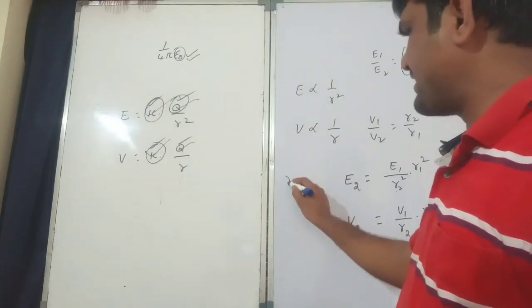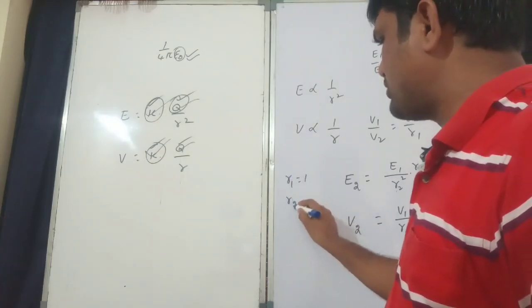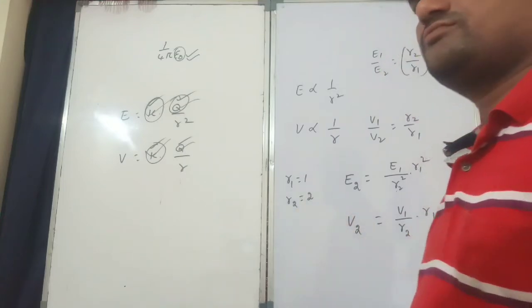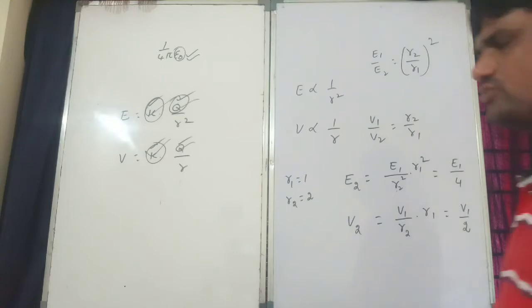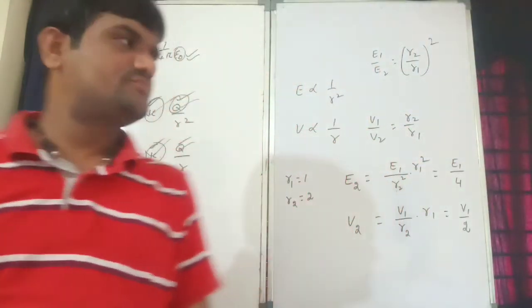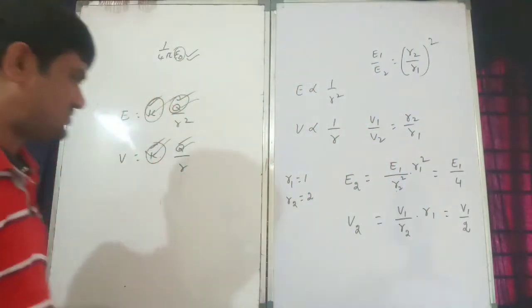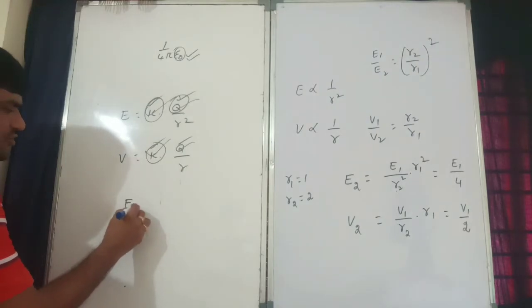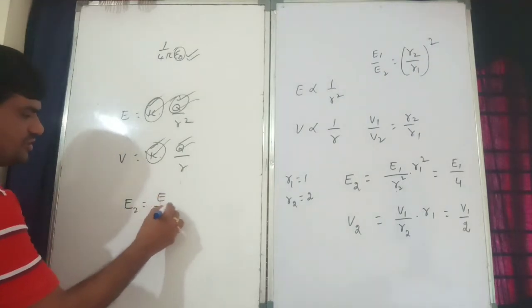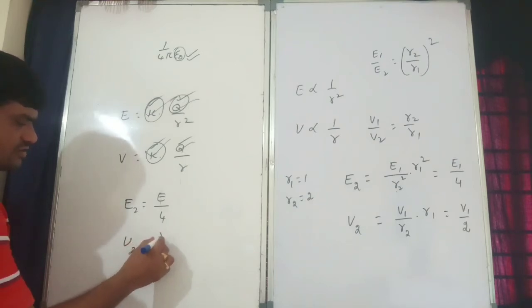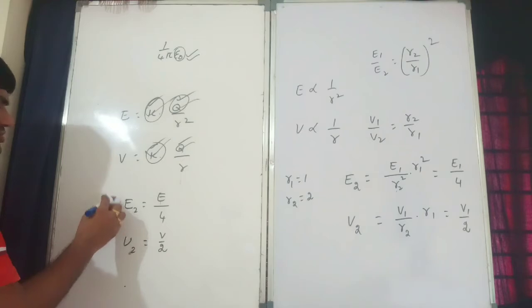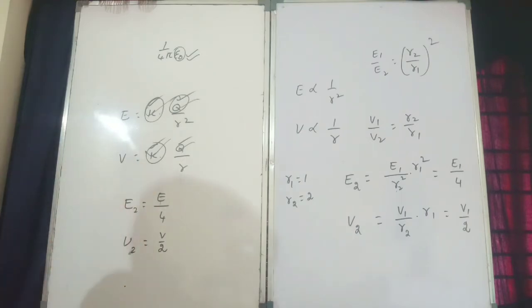Right? So if I take R1 is equal to 1, R2 is equal to 2, then what would happen? E1 by 4, V1 by 2 and E1 by 2. So you can observe, E2 is reduced how many times? 4 times. V2 is reduced how many times? 2 times. So which is having less value?